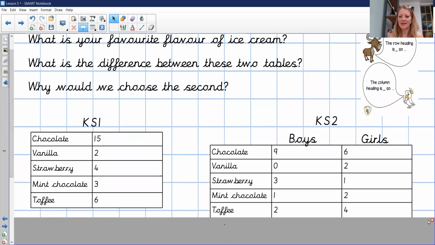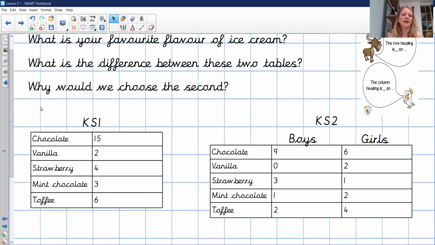Okay, so here are some tables of flavors of ice cream. This one is for Key Stage 1 and this one is for Key Stage 2. What's better about the second table?